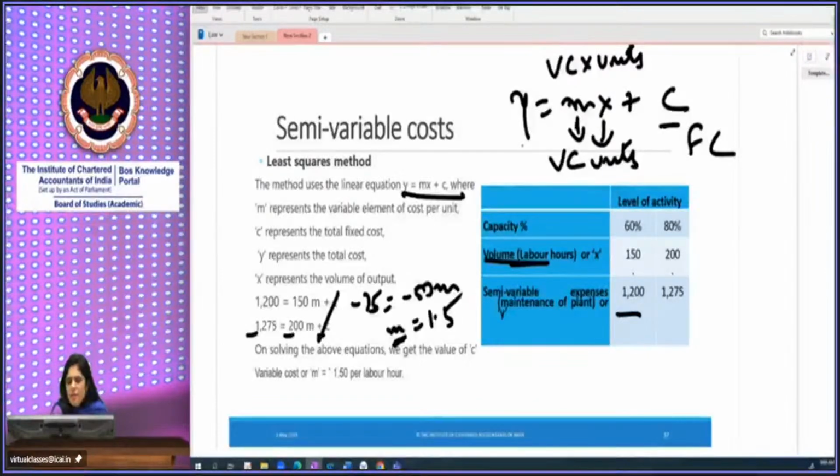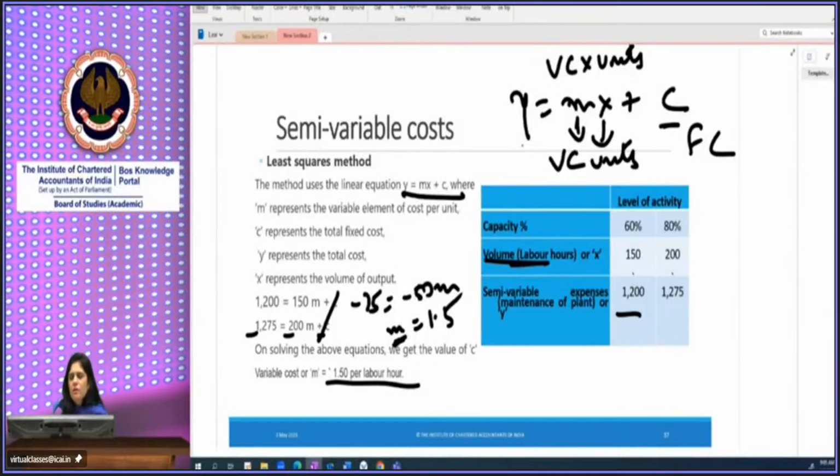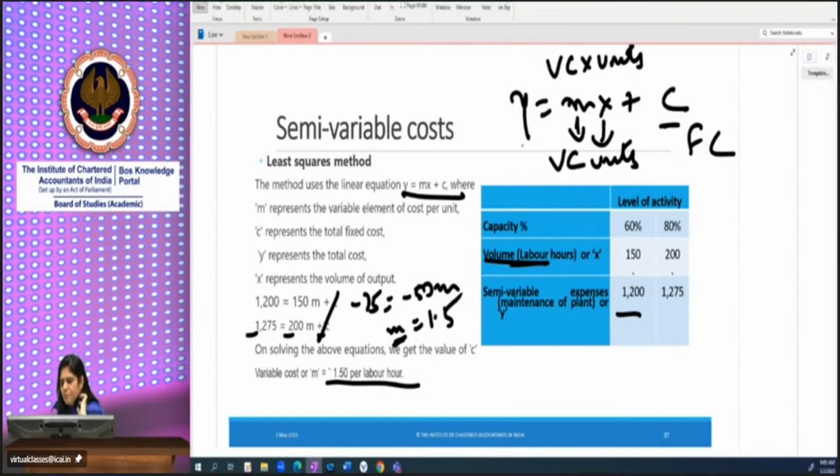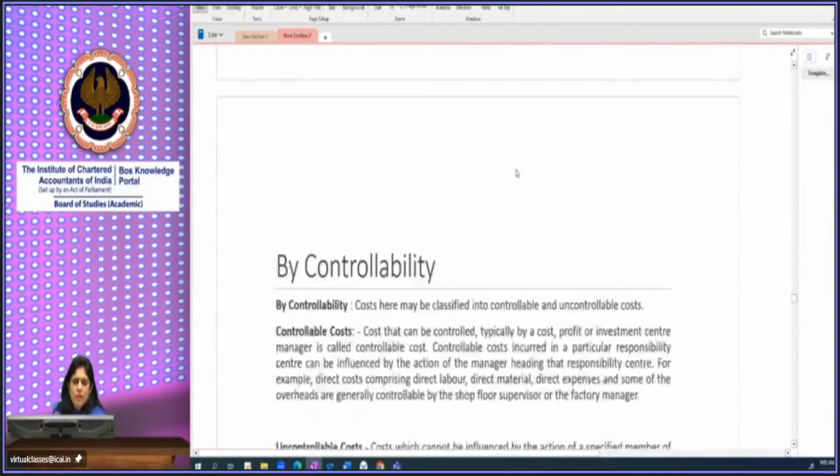So the variable cost, whatever it is, you can calculate. The balance will be fixed cost. Clear? So 1.5 per labor hour is the variable cost in it. This is the least square method, which is before you. Let me proceed further. You can solve it and calculate.